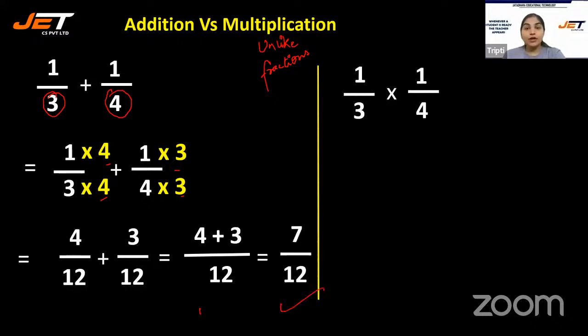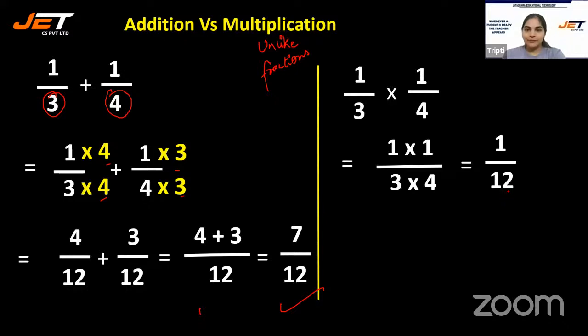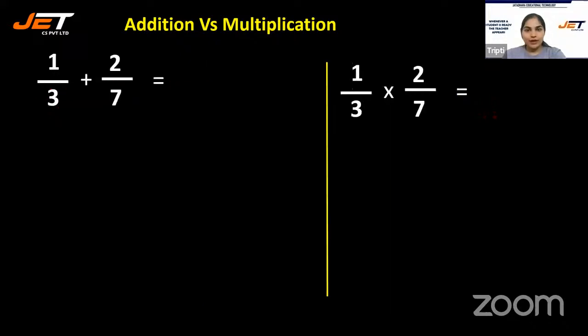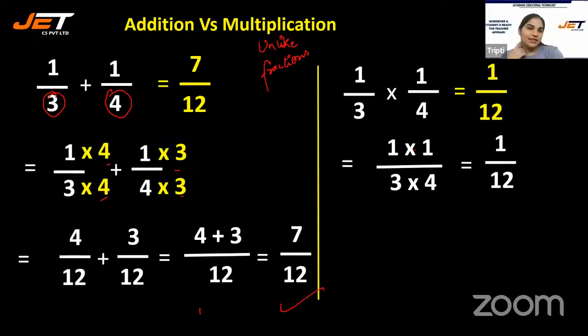Now multiplication of fractions is super easy. You just have to multiply the numerator with the numerator and the denominator with the denominator. 1 times 1 and 3 times 4. 1 times 1 is 1 and 3 times 4 is 12. Answer is 1 by 12. This is 7 by 12 and this is 1 by 12. So this is addition versus multiplication.